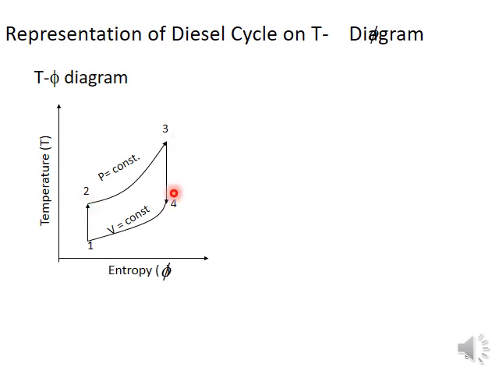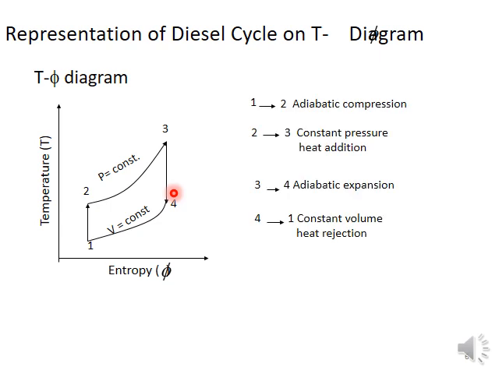Here the heat is supplied at constant pressure and rejected at constant volume. 1 to 2 is adiabatic compression, 2 to 3 is constant pressure heat addition, 3 to 4 is adiabatic expansion, and 4 to 1 is constant volume heat rejection. Briefly, I will tell once again what the 4 processes are.